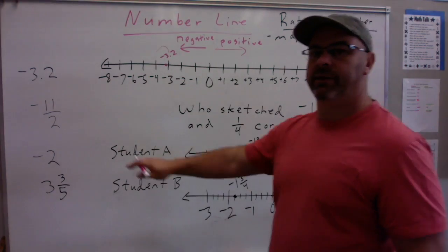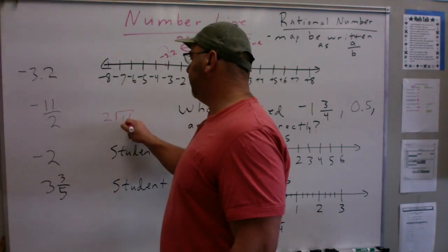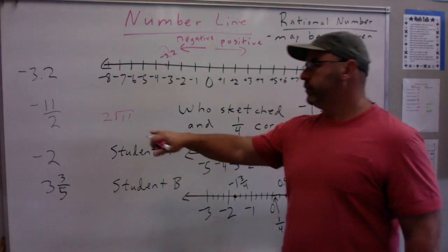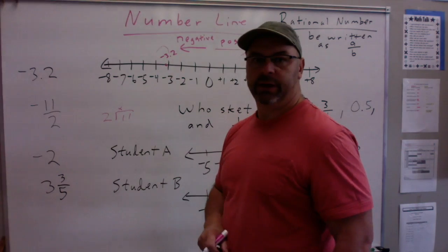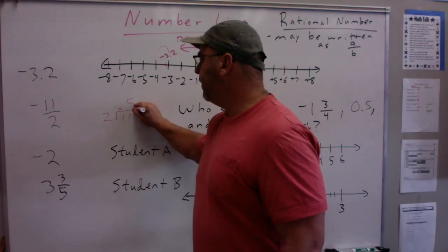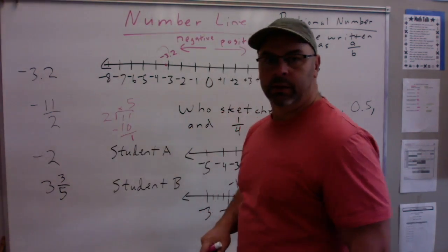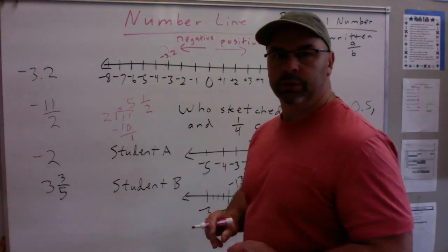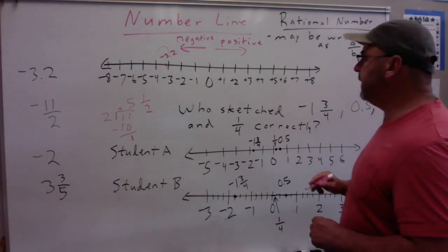What about negative 11 over 2? So let's take 2 into 11. Let's divide that up. Let's change this rational number into a decimal. 2 goes into 1 how many times? 0. So I'm going to just not put anything right there. 2 goes into 11 how many times? 5. 5 times 2 is 10. 11 minus 10 is 1. So that's left over, right? So 1 over what? 1 over 2. We put 1 over whatever we're dividing by. It's 5.5.